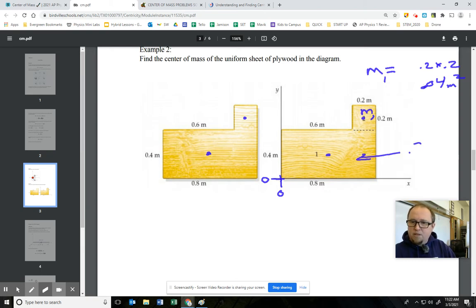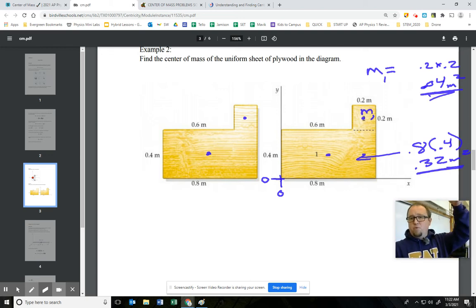This one is 0.8 times 0.4, which is 0.32 meters squared. Look at how many times bigger it is. So if the top one is 0.04, the bottom one is 8 times bigger. So if that's M, this is 8M. Notice what we're doing. We're just kind of going through and going, oh, okay. So that's mass 1. Mass 2 is equal to 8M.